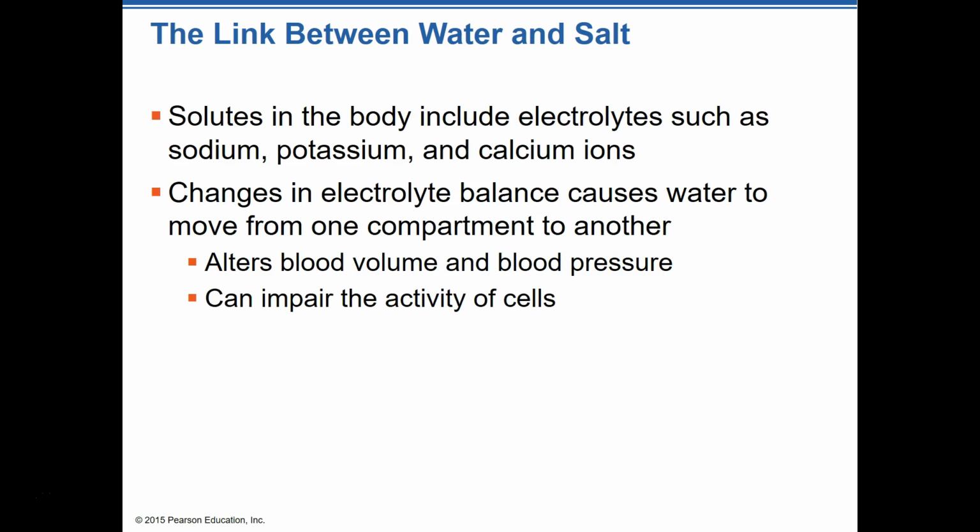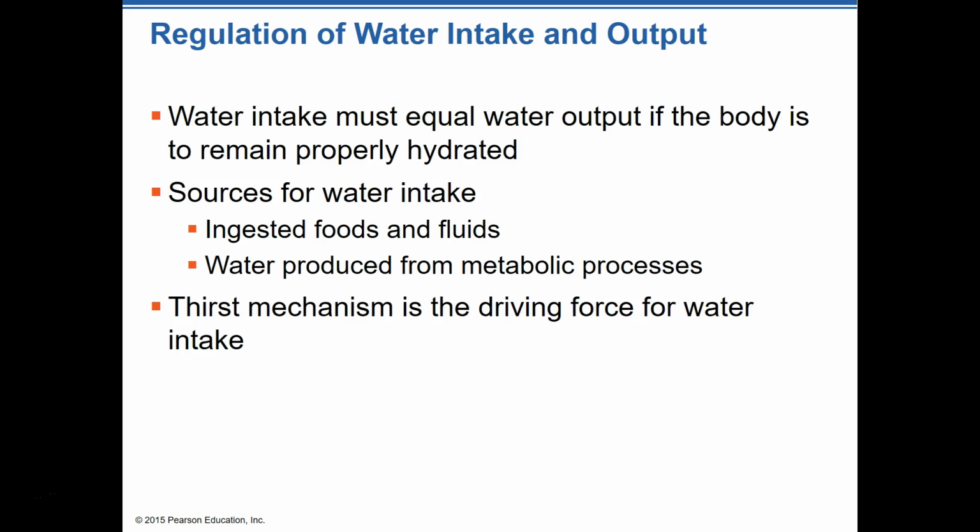And the movement of water is going to alter the blood volume and the blood pressures and all that kind of stuff, and it can impair the activities of the cells and do all kinds of things. If our electrolyte balances are out of whack, it's going to move the water around in such a way that can cause other things to not work very well. So it's important that we not only maintain a healthy lifestyle and healthy electrolyte levels, but we need to make sure that our water intake equals our output.